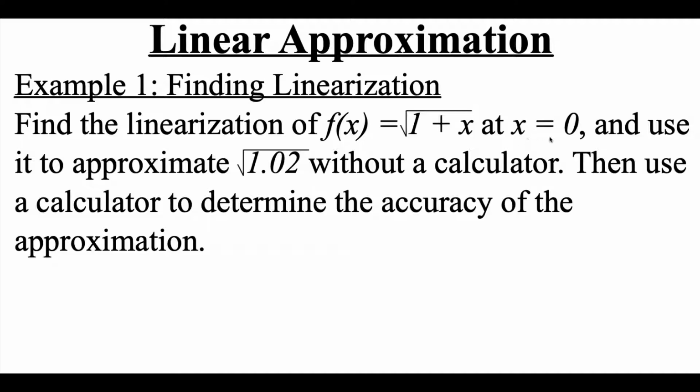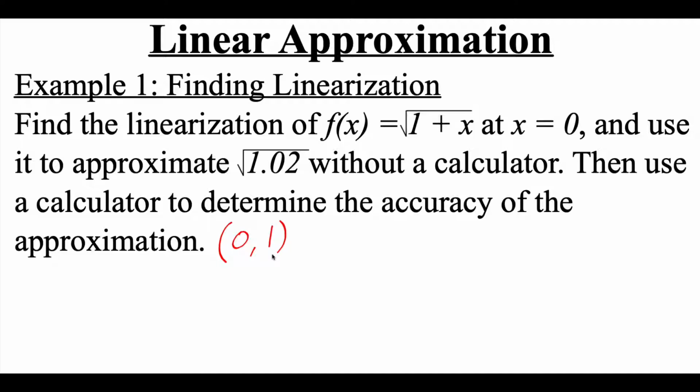So we've got ourselves an x value. We're going to need a y value. So we're going to take that x and plug it into our original function. If we plug in 0, 1 plus 0 is 1, and the square root of 1 is 1. So we get the point (0, 1).